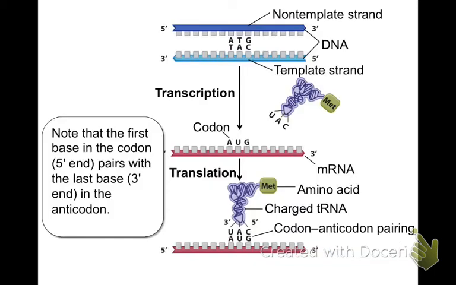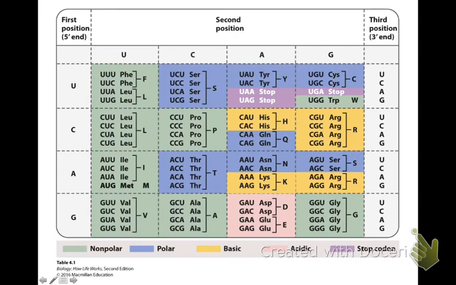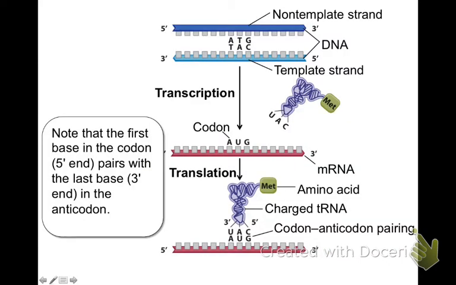So right here, 5 to 3. So it's read in this direction. So yeah, it's AUG. This would be the first codon right here. The next codon would be these three. The next codon would be these three, and then those three, and then those three, and then those three, and so on and so forth until you get to the end.